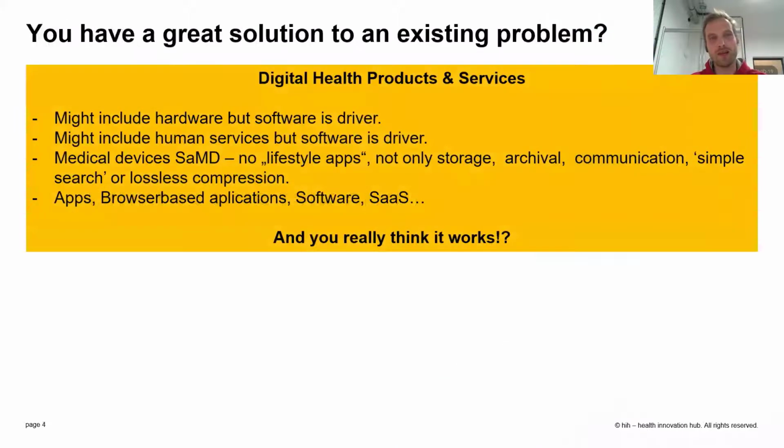So first of all, digital health products and services, what do we mean when we're talking about that? There are different ways to tackle this definition. And one thing that is important for the DiGA Fast Track, but also for many other market access ways here, is that you have a solution that might include hardware, might include human services, but the software is the main driver of the whole thing. It is a medical device. Software as a medical device. You see that abbreviation here, SaMD, software as a medical device. You might not know about it yet, but I will tell you a little bit about that.